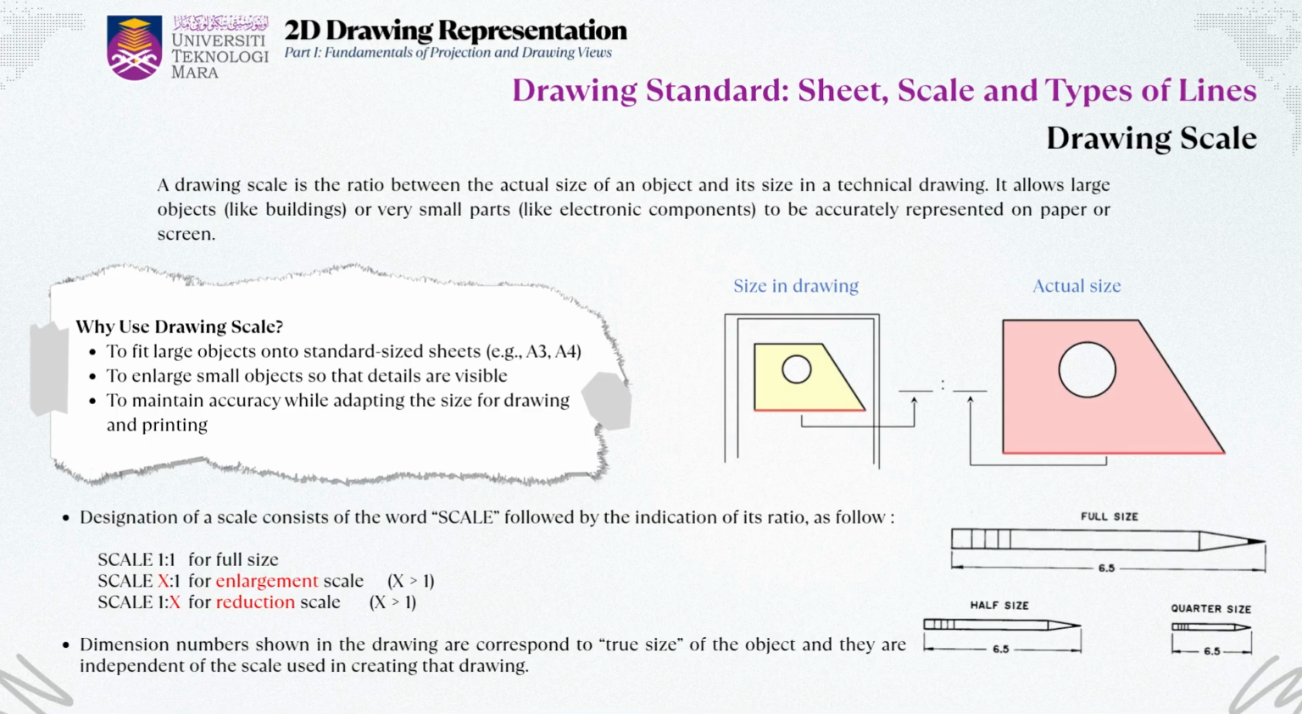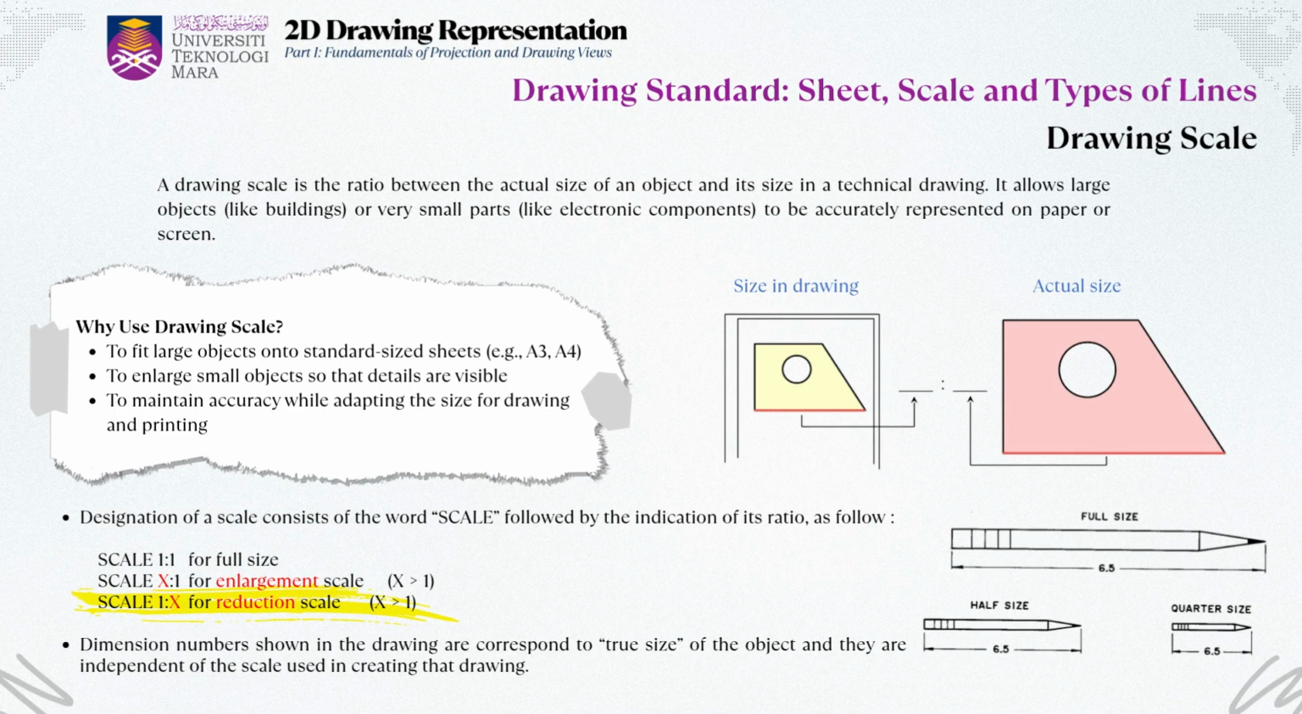When using a scale, we always write the word scale followed by a ratio. For example, scale 1:1 means the drawing is the same size as the real object. This is called full size. Scale 2:1 means the drawing is twice as big as the actual object. This is an enlargement. Scale 1:2 means the drawing is half the size of the actual object.